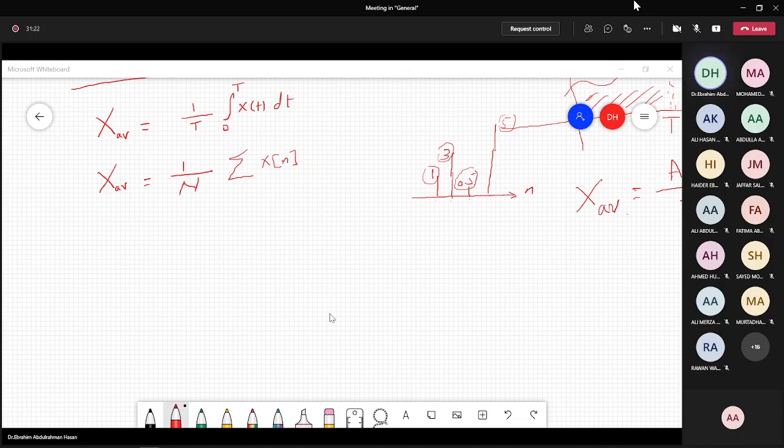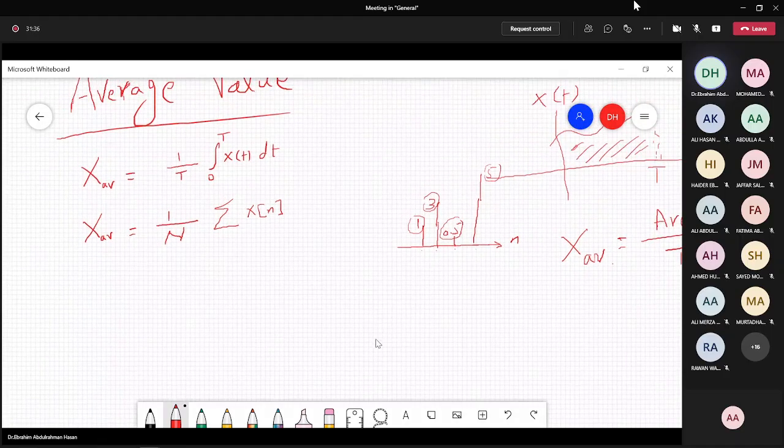Is there any difference between periodic and non-periodic? No. This T or N is the interval if it is finite, and this is the period if it is a periodic signal. If it repeats itself, it is enough to take only one period. If it is non-periodic, then it is the interval from here to here. Okay, similarly for discrete.